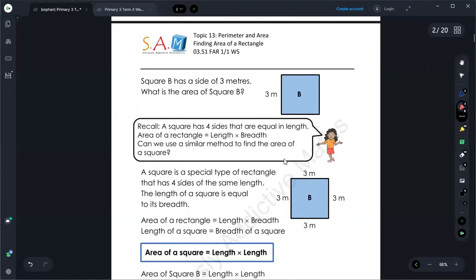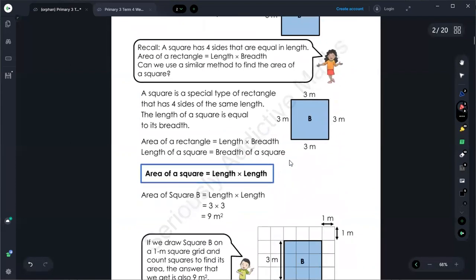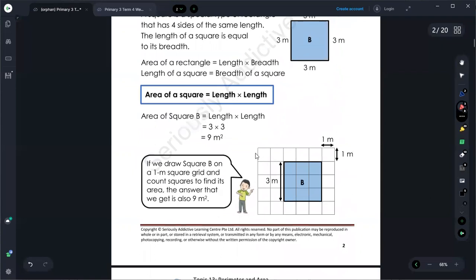For squares, it's the same thing. If you were to find the area of the square, it will be length times breadth. In this case, the length is 3 meters, the breadth is 3 meters. 3 times 3 equals 9 meters square.